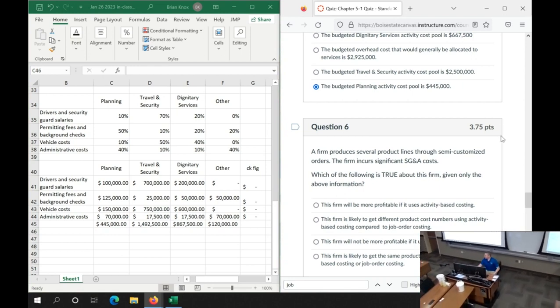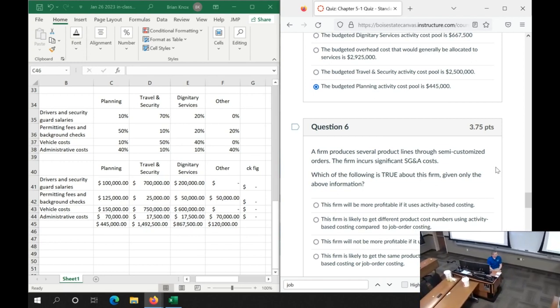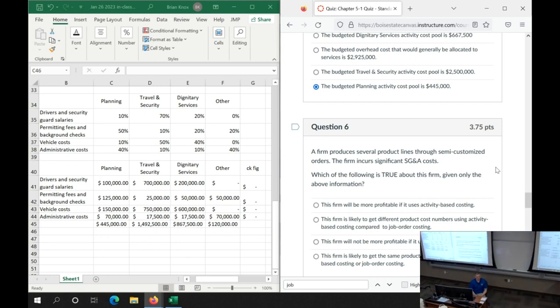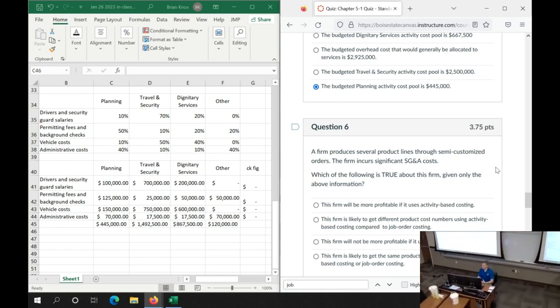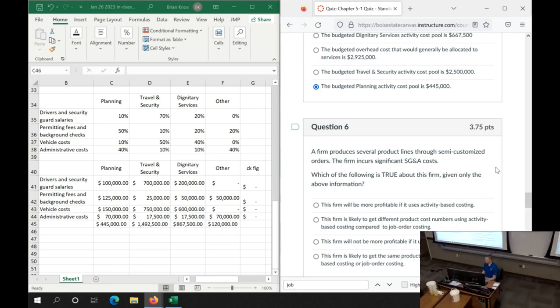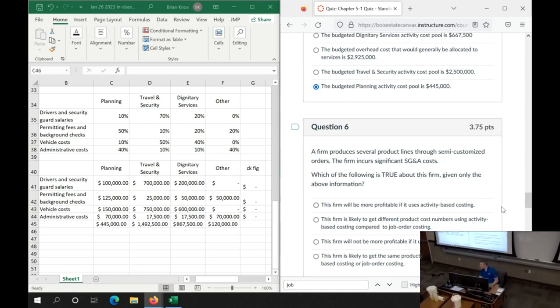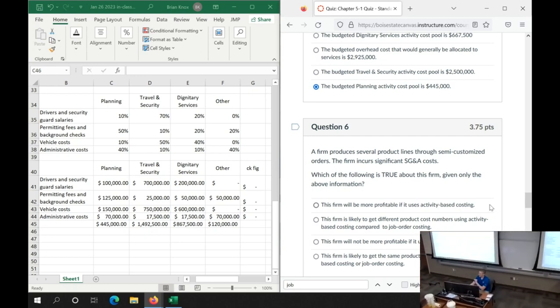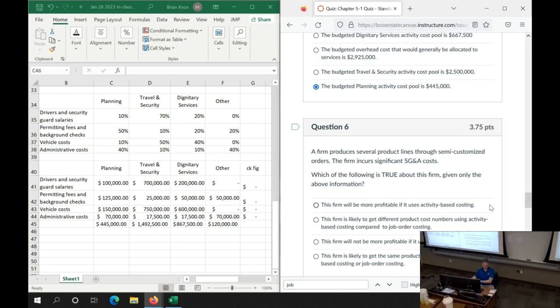All right. We have one of the few conceptual questions. They're sprinkled in here and there, like definitional or conceptual questions, and I try to get as much bang for the buck as I can. This one is asking you whether there's likely to be a difference between job order costing and activity-based costing.